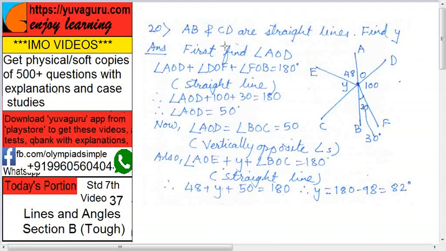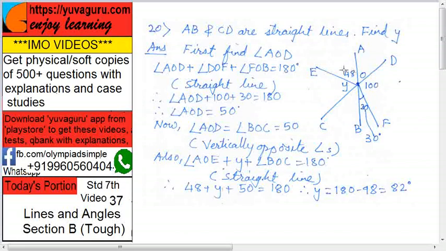Let's start. AB and CD are straight lines in this figure. See here, AB and CD are straight lines. It means this EO and OF is not a straight line. These two are different lines. Only AB and CD are straight lines. Now find Y. Only this much is given. But whatever is given in the figure, let's see.